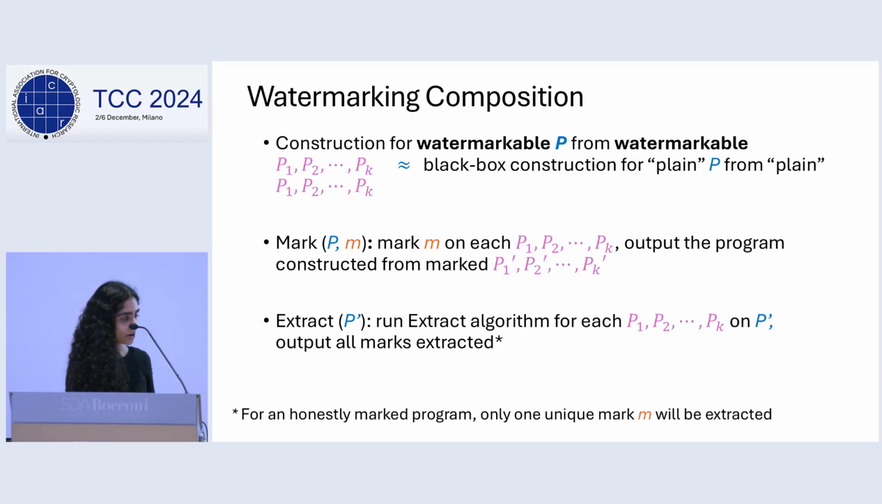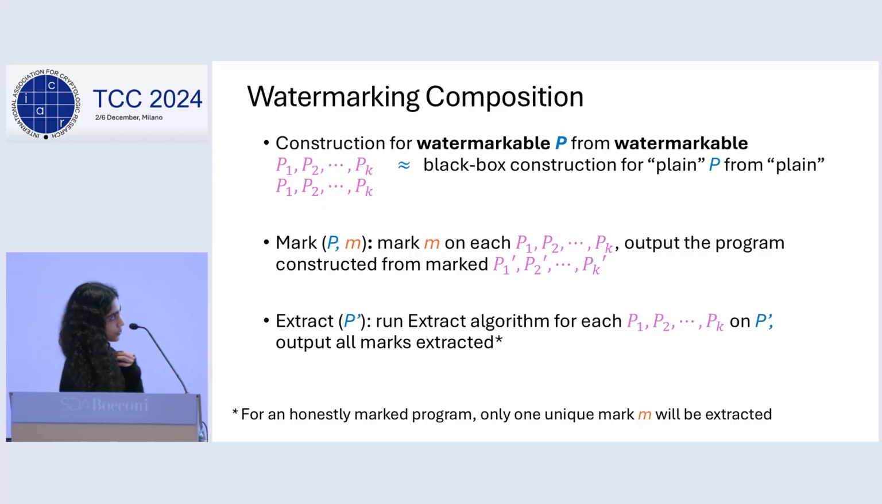So now I'm going to go into the construction. Let's say we have plain building block primitives P1 through PK, and we have a black box construction of the plain target primitive P. Then if we assume that we have watermarkable versions of the building block primitives P1 through PK, then the construction of watermarkable P closely resembles the construction of plain P from P1 through PK.